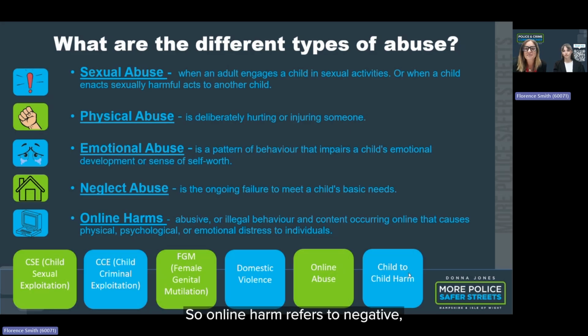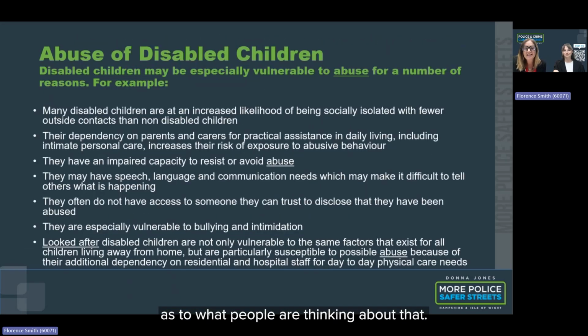So online harm refers to negative, abusive, or illegal behaviour and content occurring online that causes physical, psychological, or emotional distress to individuals. It includes cyberbullying, hate speech, sexual exploitation, and harmful content promoting self-harm, often facilitated by social media and gaming platforms. And obviously that's probably going to be updated over the next year or so with the new social media ban that's come in too. And that's probably a conversation for outside of here as to what people are thinking about that.